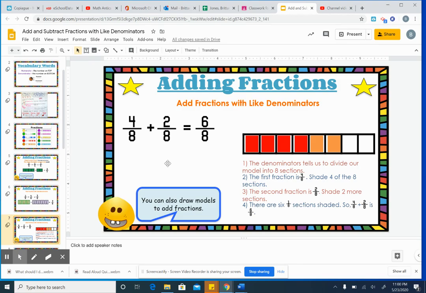Here's just another way of showing how to add fractions. You can use a model. If you see you have 4/8 plus 2/8, draw a bar out. Cut it into 8 equal pieces, shade in 4 of them, then shade in another 2 of them, and then count them up. 1, 2, 3, 4, 5, 6. 6/8 is your answer.